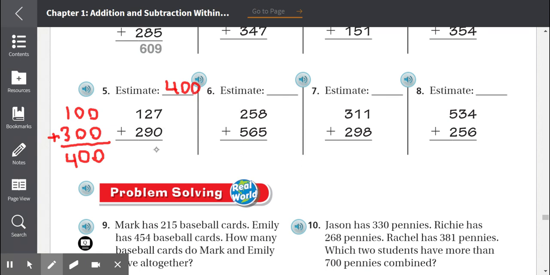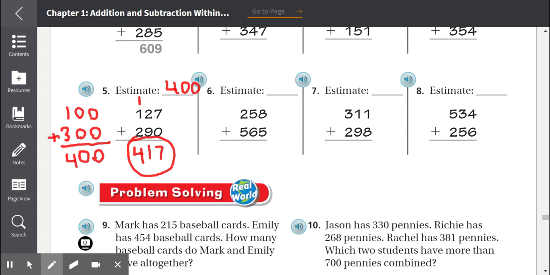Let's start with the ones place. 7 plus 0 is 7. Then the tens place. 2 plus 9 is 11. We carry our 1 over to the hundreds. 1 plus 1 is 2. 2 plus 2 is 4. Our actual answer is 417, which is close to our estimate.